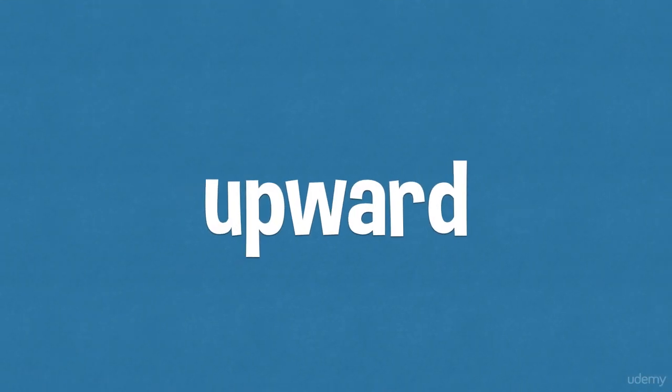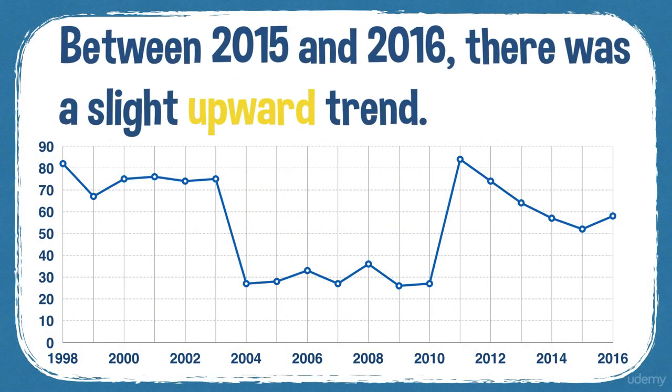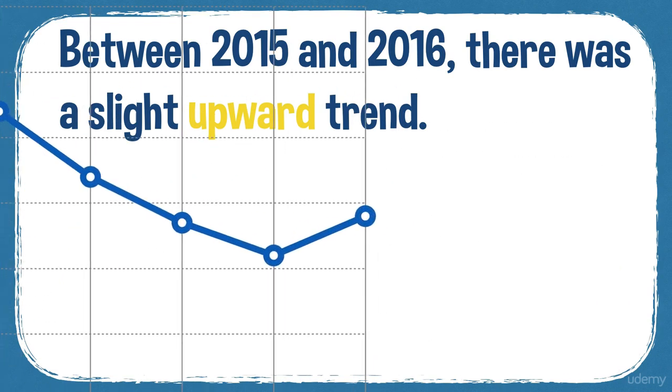And your next word is upward. And we're also going to look at downward. Downward is the next word, so upwards and downwards. They're very useful general terms. So you could say, between 2015 and 2016, there was a slight upward trend. So it's an adjective. Upward trend.